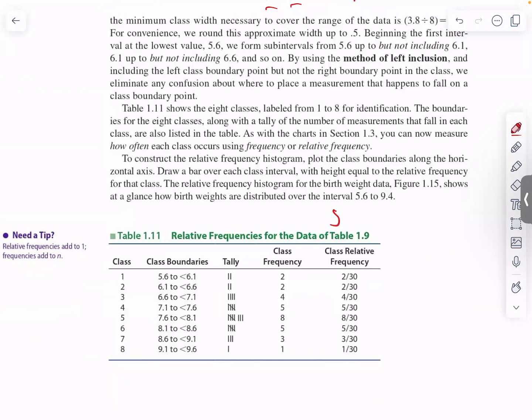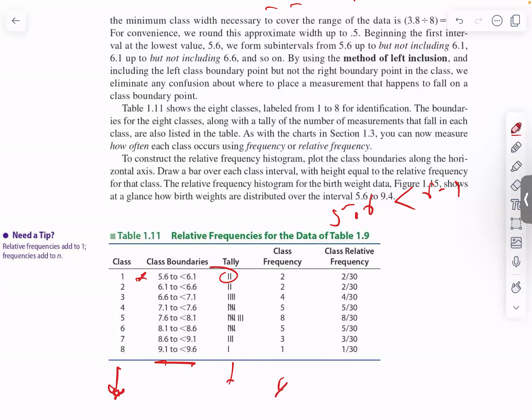Anybody from 5.6 to 6.1, you have 2 of them. From 6.1 to 6.6, you have 2 of them. Okay. From 6.6 to 7.1, you have 4 of them. Okay. So this is the class. We made up these classes based on the interval here. And the tally is normal, of course, easy. This is the class frequency.